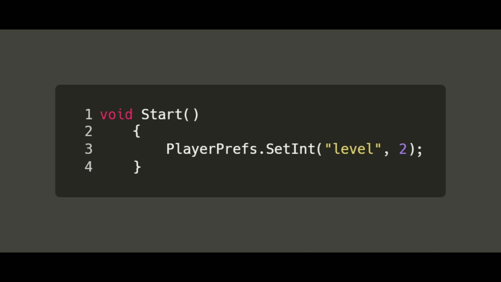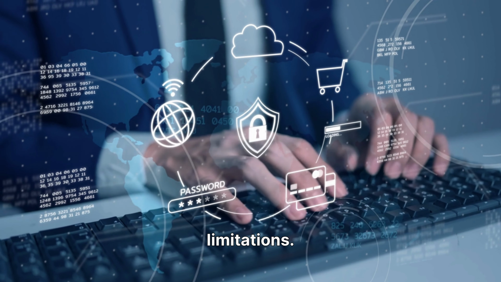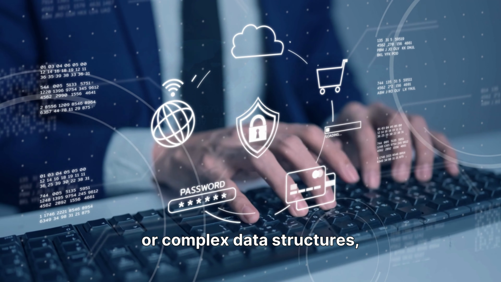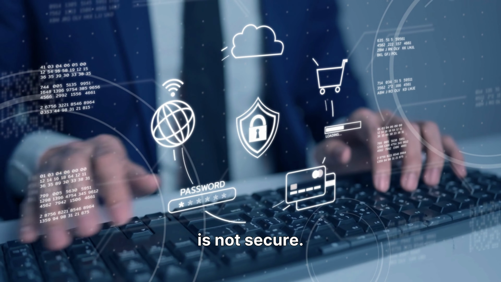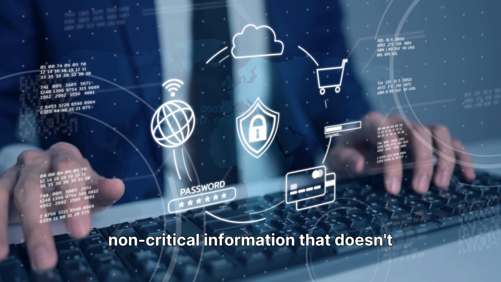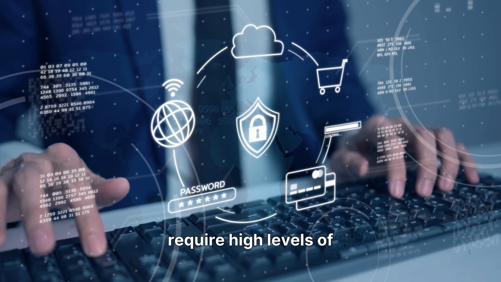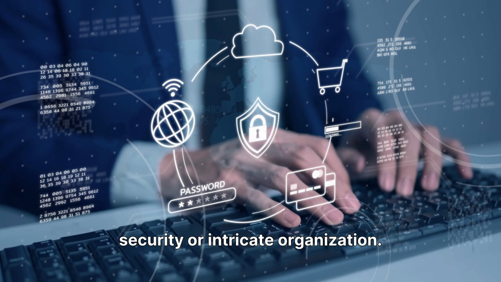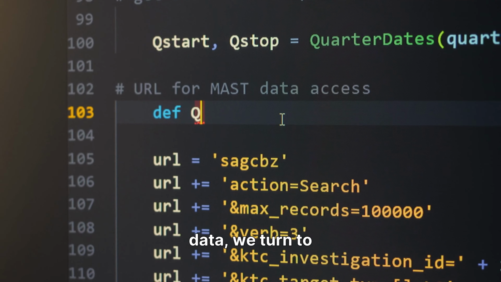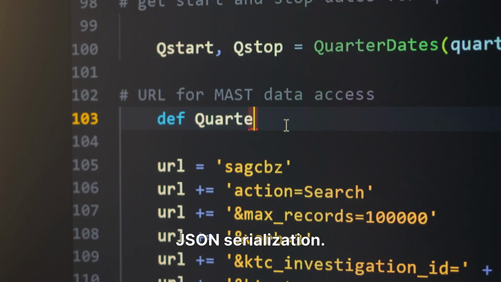While convenient, PlayerPrefs has limitations. It's not suitable for large amounts of data or complex data structures, and the stored data is not secure. This means it should only be used for non-critical information that doesn't require high levels of security or intricate organization. For more robust data persistence, especially with complex data, we turn to JSON serialization.